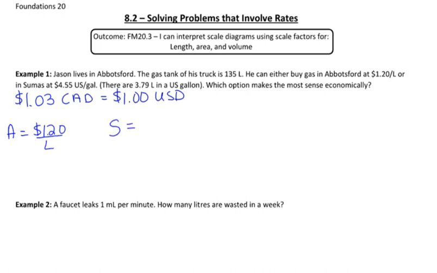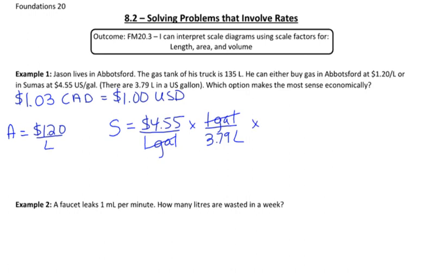But in Sumas, we're going to have to change our currency. So if I have 1 gallon, $4.55 per 1 gallon. And we know that 1 gallon is 3.79 liters. Then these would cancel each other.